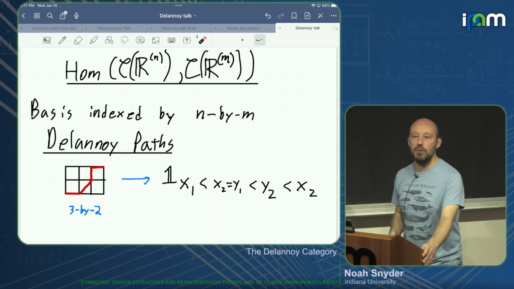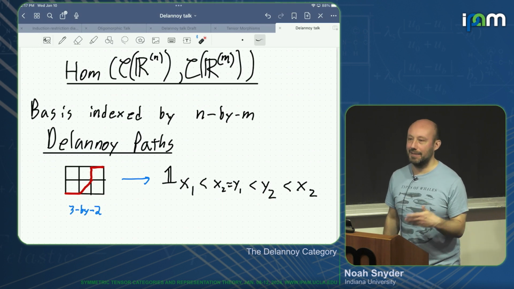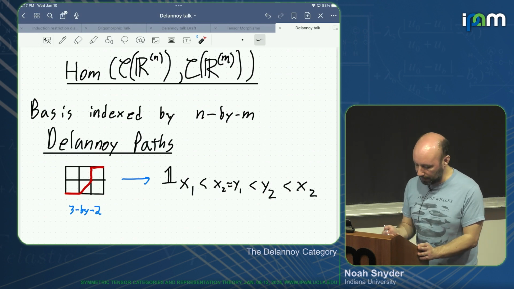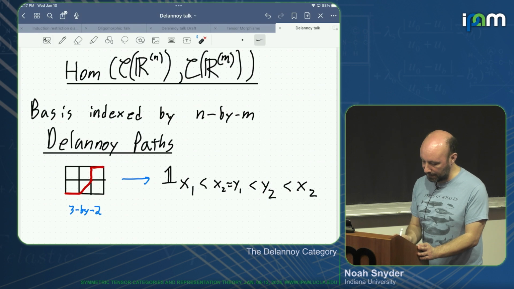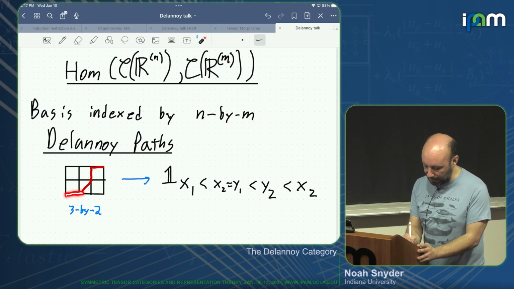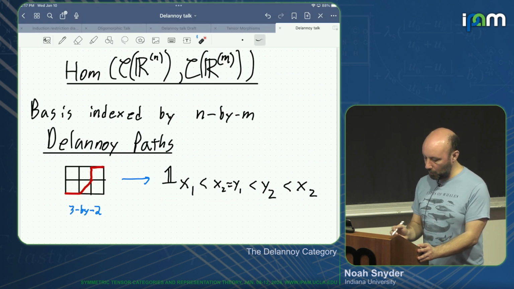This is analogous to how you'll sometimes see ST called the partition category, and that's somehow related nomenclature. So we're just calling this the Delannoy category because there's a basis indexed by n by m Delannoy paths, and it's easy to translate a path like this into some function. So what am I supposed to do?